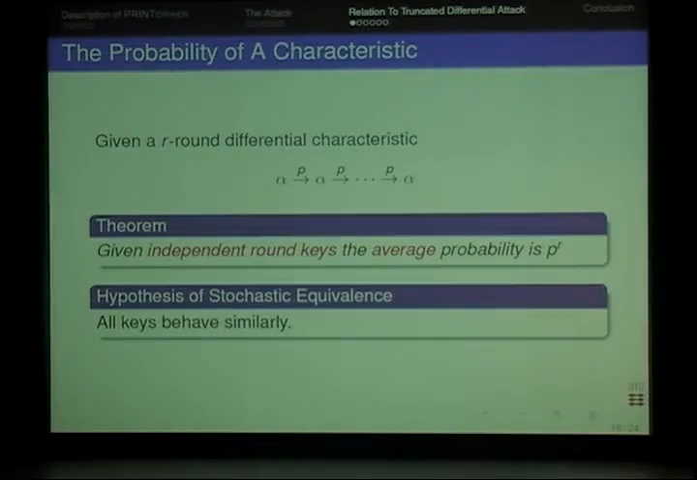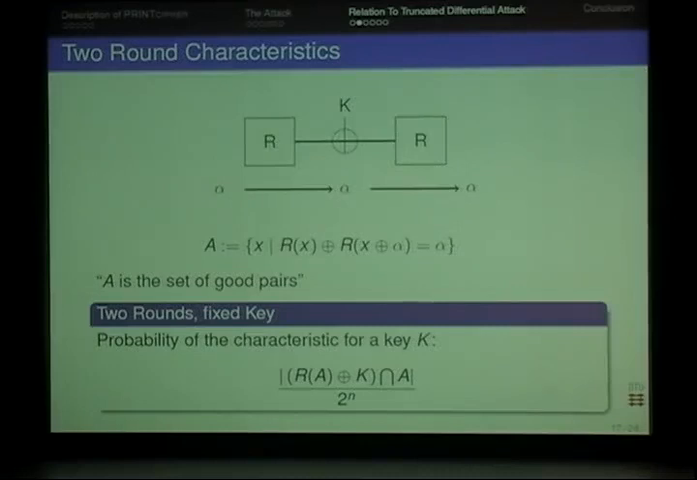And as it turns out, PrintCIPHER behaves very differently in this respect for some differences, for some differential characteristics. To explain this a bit easier, to make things even more easy, I'm going to consider only a two-round characteristic here.